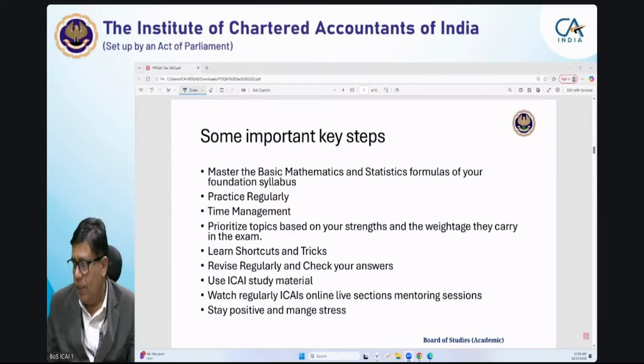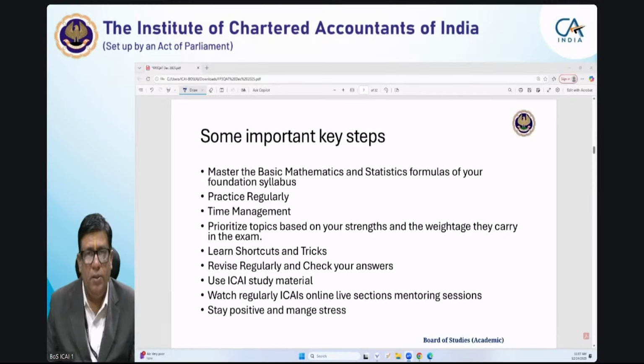Now coming to some important key steps which I want to give, which are already available in the study material as well as your Sarans. To master this, Quantitative Aptitude is basically an application oriented paper. Most of it, when we divide into business mathematics and statistics, is basically formula based. Formula based means application of simple fundamentals, which we have discussed.